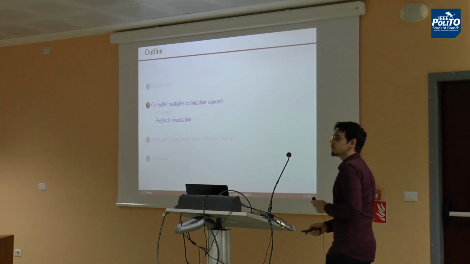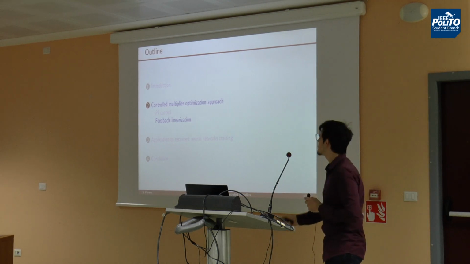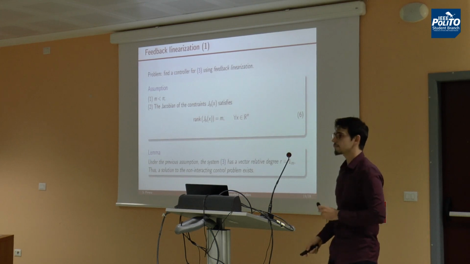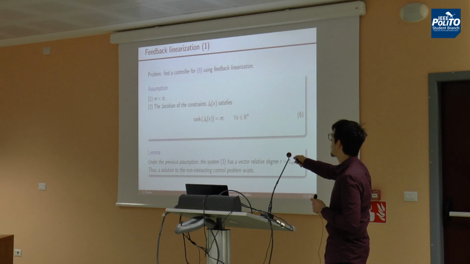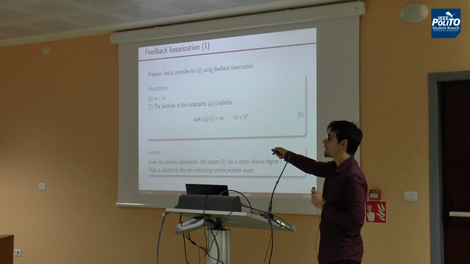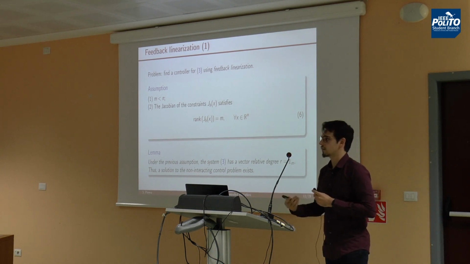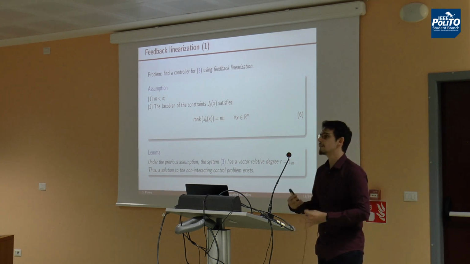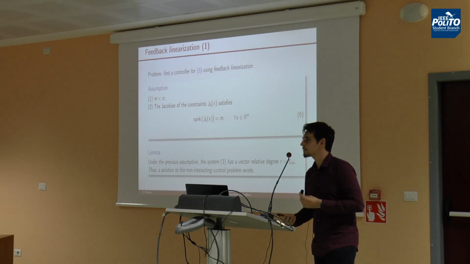Another possibility to design this controller we had in the previous slide is a more sophisticated method, which is feedback linearization. In order to apply this controller design technique, we need two assumptions. The first is that you have fewer constraints than optimization variables. This is very standard in the context of optimization. While the second is that the Jacobian of the constraints is always full rank, and this basically means that you don't have redundancy in your constraints.